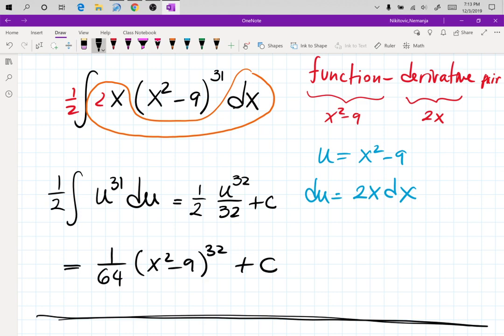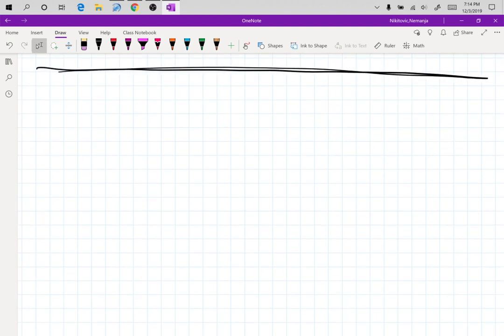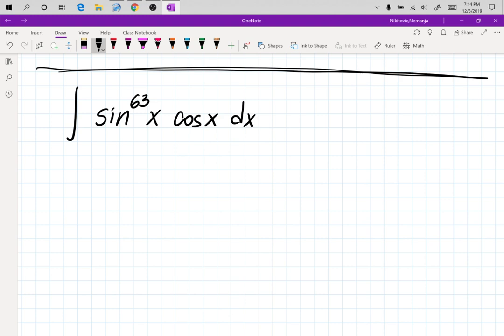We are looking for the function derivative pair so that we can set the function to be u, and then derivative will stay behind to create the du part, and then we can solve the problem. Let's take a look at, what was that? More trick? No problem. Sine to the 63rd degree of x times cosine x dx. Can we find function derivative pair in this case?